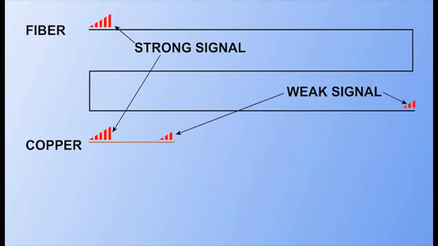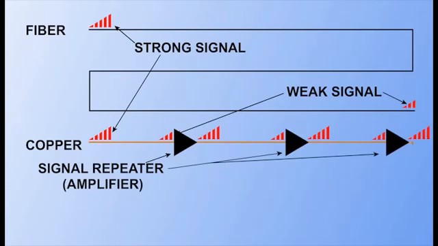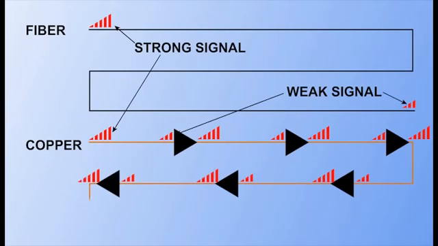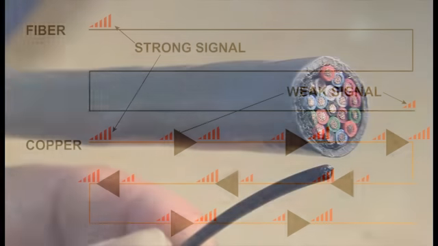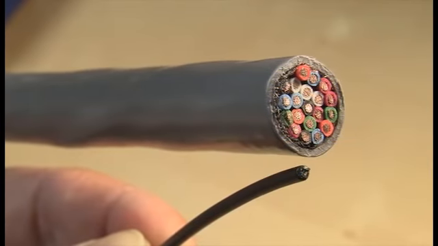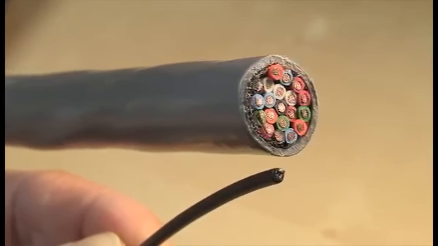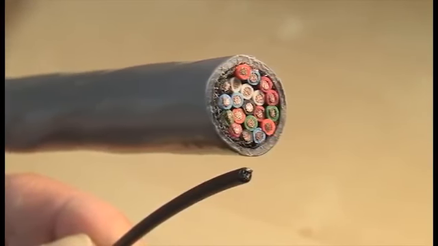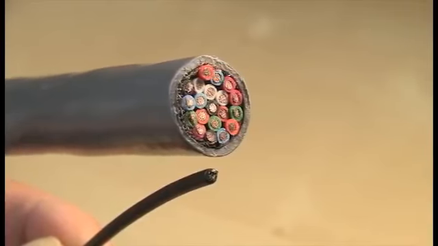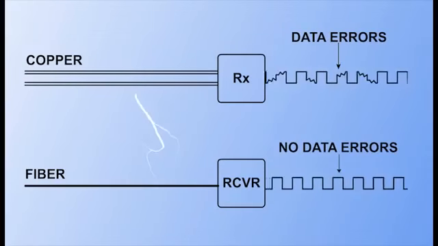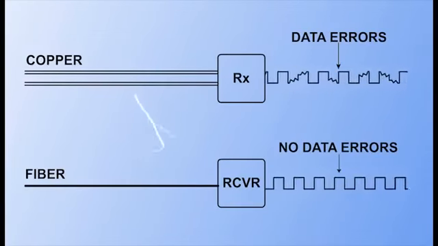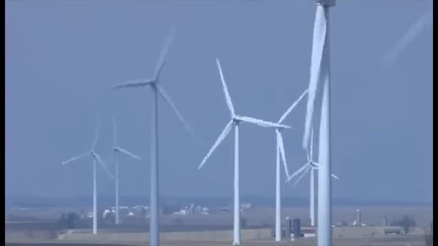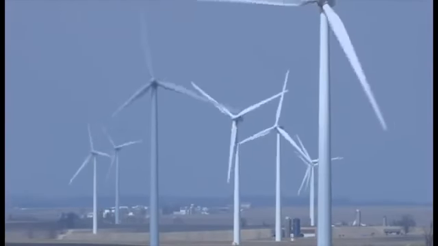This means that fewer cables are needed, fewer signal repeaters are required, less power is used, and there is less maintenance. Fiber optic cables also are considerably smaller in diameter than copper cable, making them lighter to work with. These attributes, combined with increased resistance to lightning strikes, make fiber optic cabling ideal for data transmission at wind power sites.